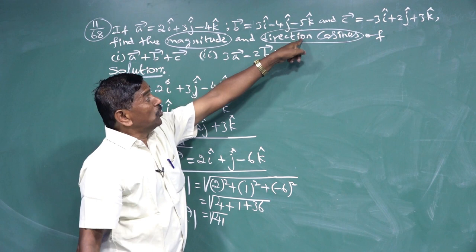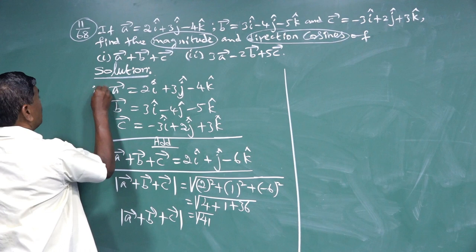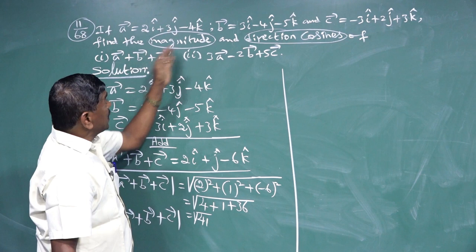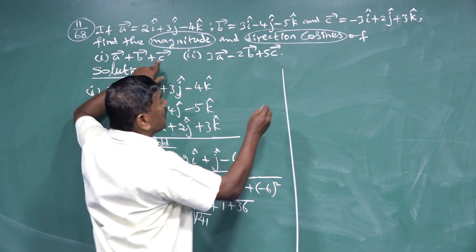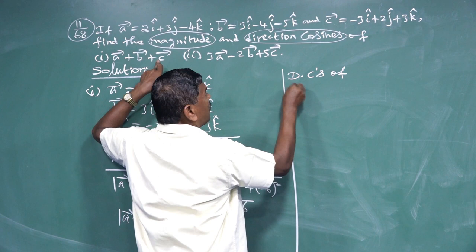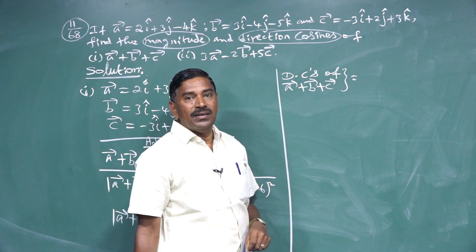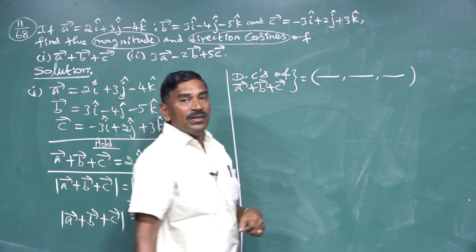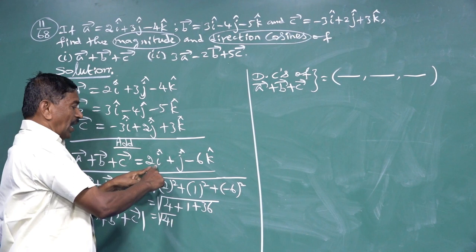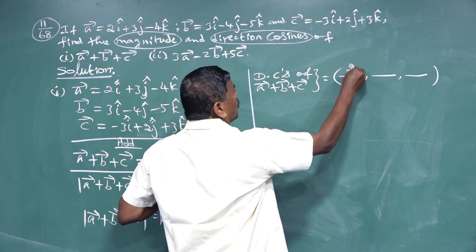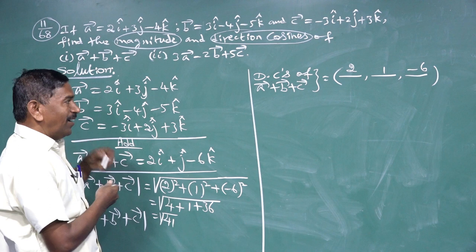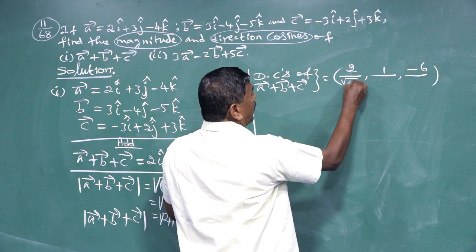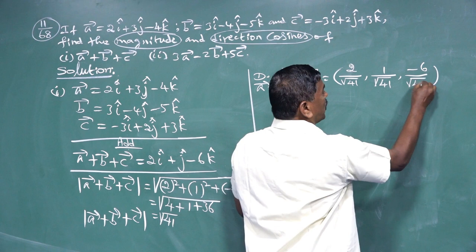Magnitude completed. Next, we want to find the direction cosines, and there are two subdivisions. Let us write subdivision 1. For the same vector, we want to find the direction cosines of A vector plus B vector plus C vector, which is equal to the numerator over the denominator. Numerator: the i, j, k coefficients, that is 2, 1, minus 6. Denominator: square root of 41. So 2, 1, minus 6 divided by square root of 41. First subdivision completed.